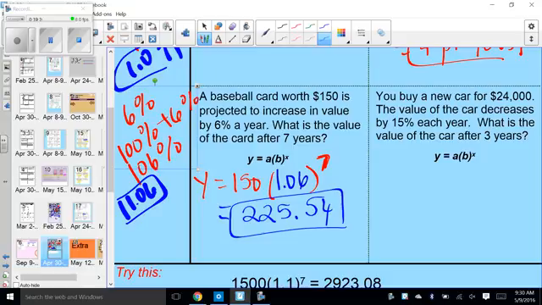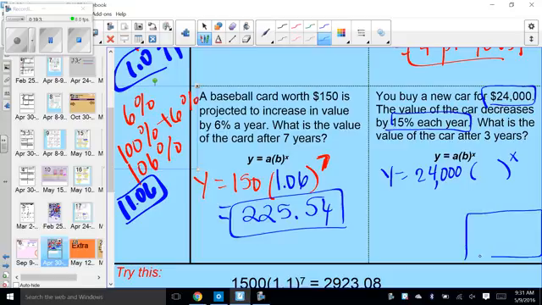Next example, we have a new car that we're buying for $24,000. That's a pretty typical price for a new car. The value of the car decreases by 15% each year. So that's sounding like a decrease. What is the value of the car after 3 years? So we have y equals, our beginning amount is $24,000. Our growth. So we're growing only by 85%. So let's talk about how that works. So my little brain box down here. It's 100%. Take away the decrease of 15%, leaves me with an 85% increase only.